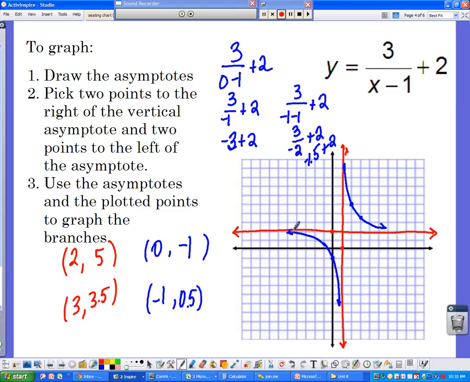So go ahead and do the next example, y equals negative 1 over x minus 4 plus 3. This would be a good place to go ahead and pause it. That way you've got the directions, you've got the example, the one that we did.